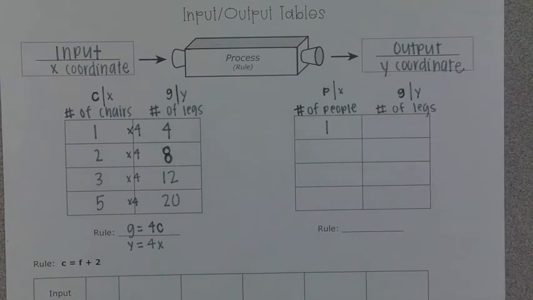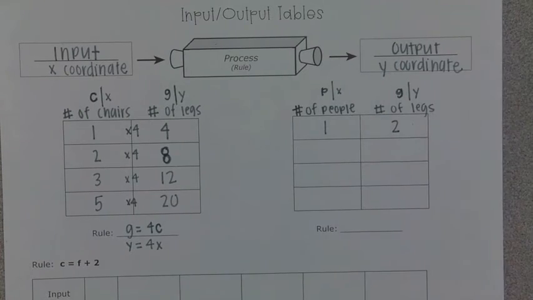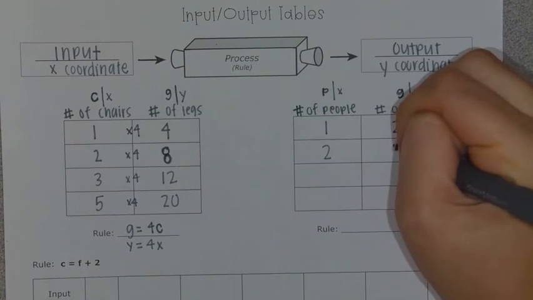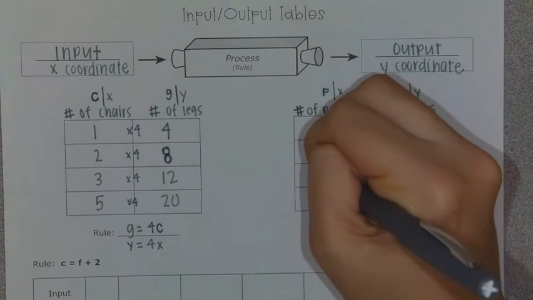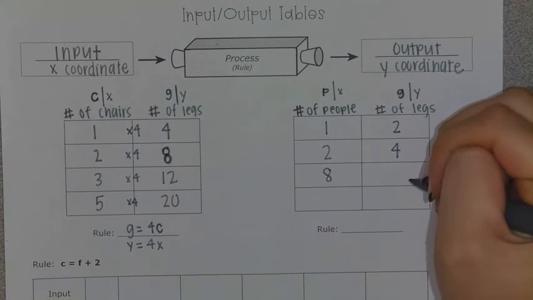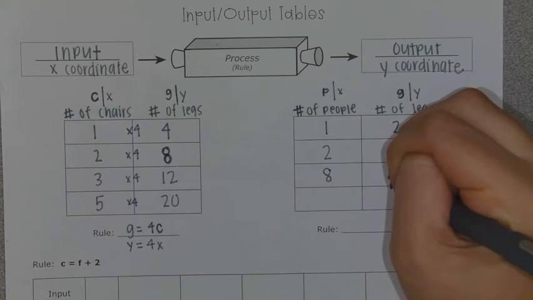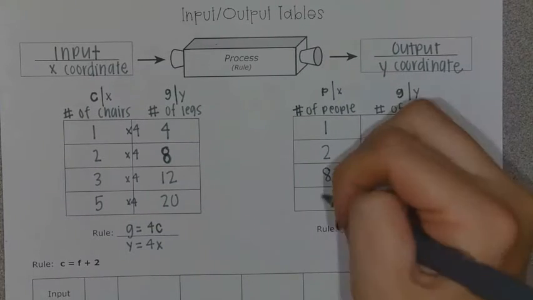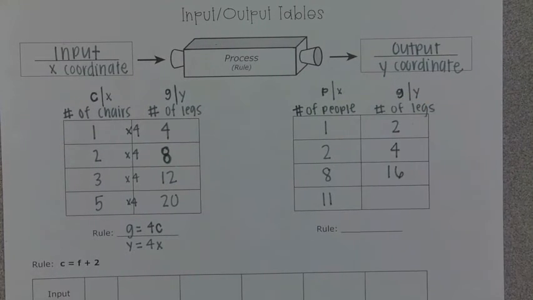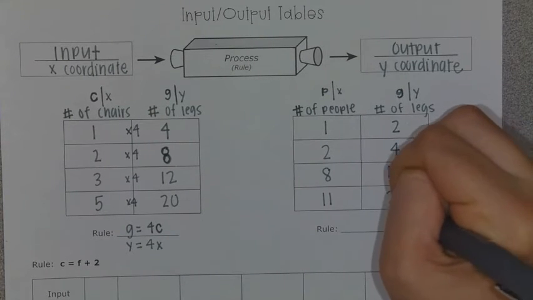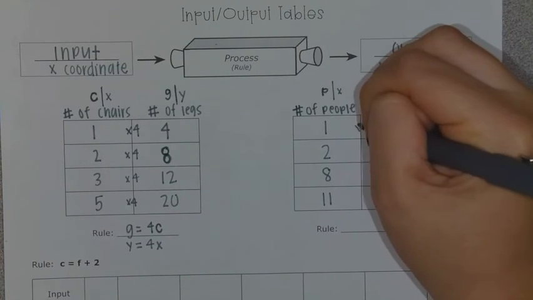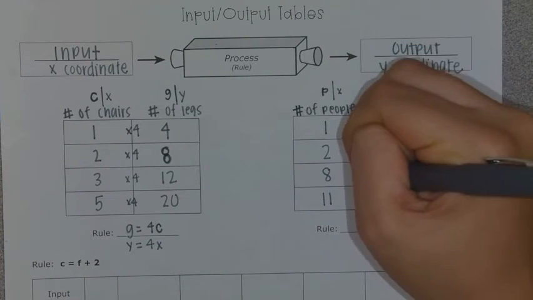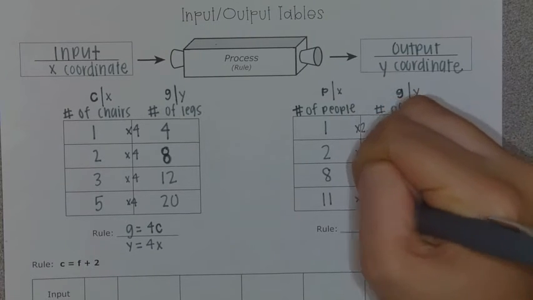So we said if there was 1 person there, there are only 2 legs. If there were 2 people, then there were 4 legs. Now, let's go crazy. I'm going to change the numbers. Let's say there were 8 people up there. How many legs would there be? There would be 16 legs. And if there were 11 people up there, how many legs would there be? There would be 22 legs. So our process to go from the input to the output is multiplying by 2. Each person has 2 legs.